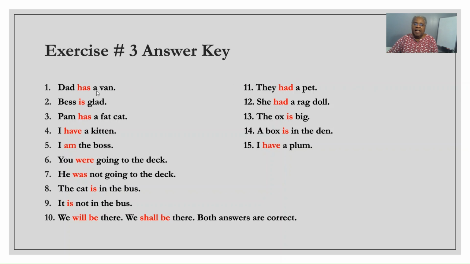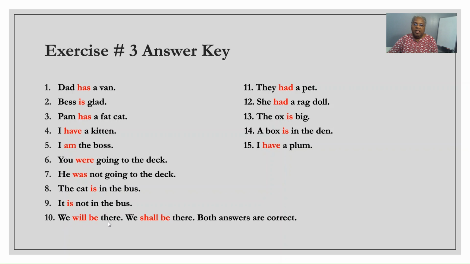Dad has a van. Bess is glad. Pam has a fat cat. I have a kitten. I am the boss. You were going to the deck. He was not going to the deck. The cat is in the bus. It is not in the bus.